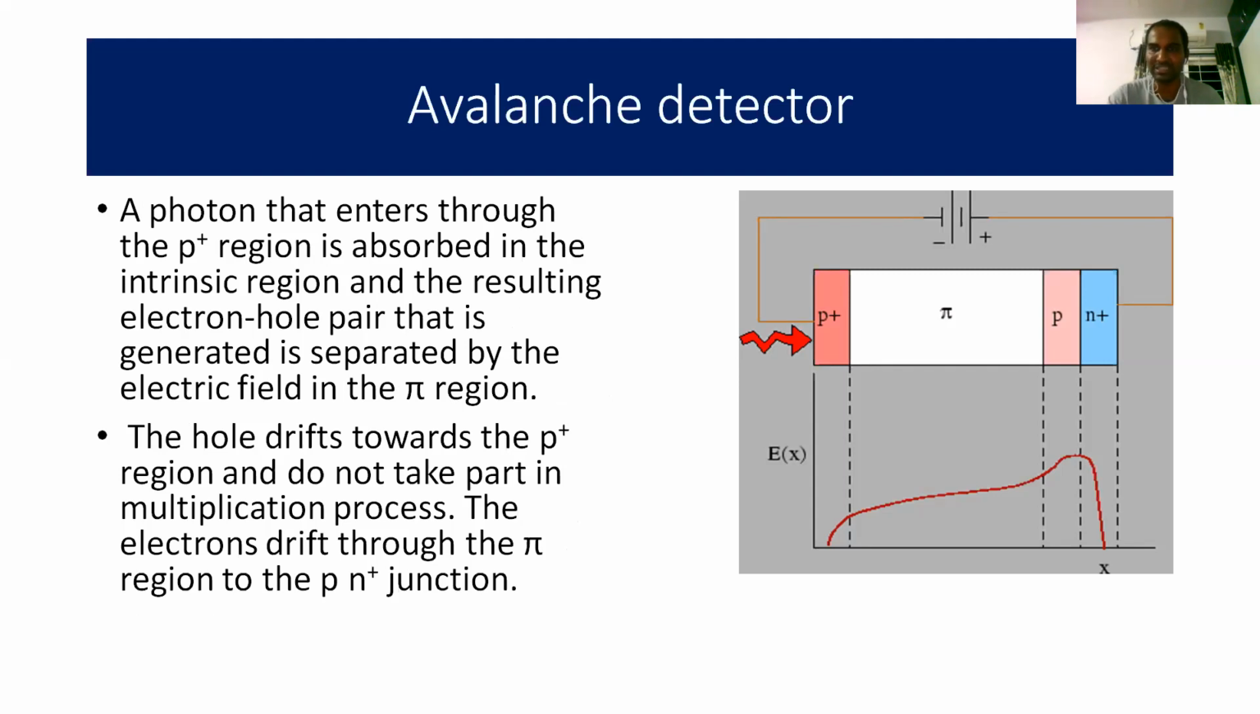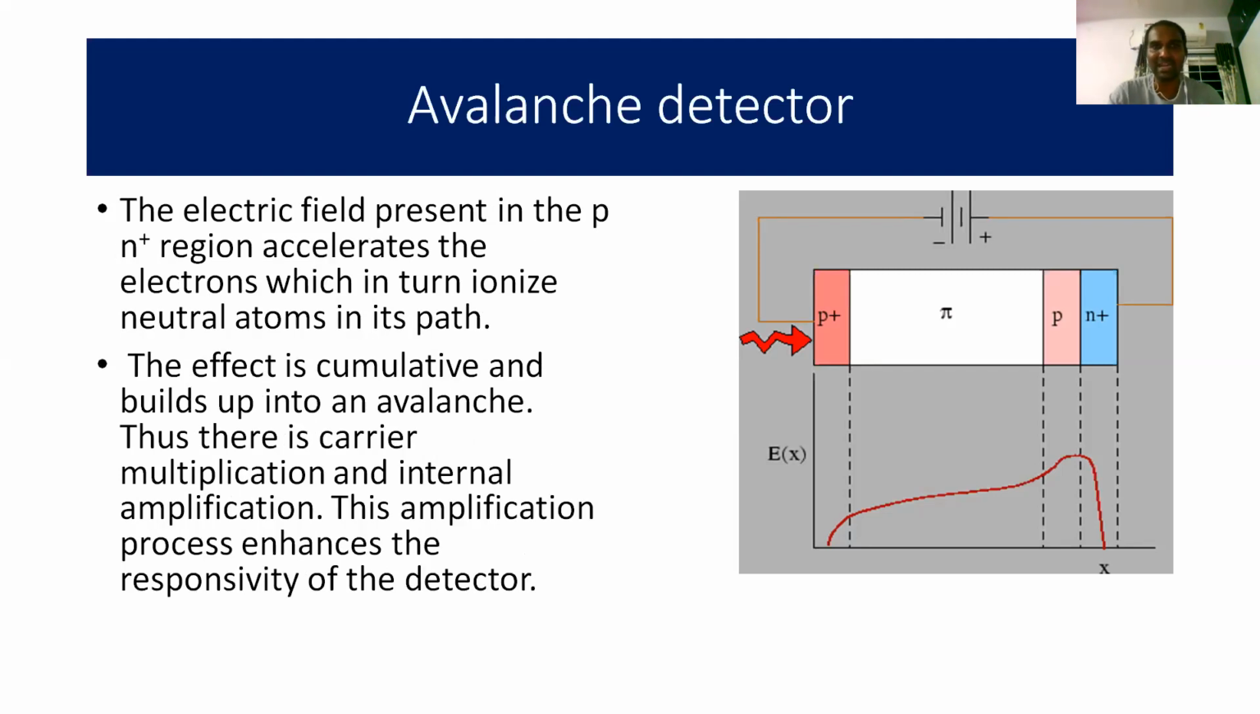The holes drift towards the P plus region, that means in the backward direction, and do not take part in the multiplication process. The electrons drift through the pi region to the P N plus junction. The electric field present in the P N plus junction accelerates the electrons. As a result, they in turn ionize the other neutral atoms present in their path. The effect is cumulative and builds up into an avalanche, increasing exponentially. That is the meaning of an avalanche.